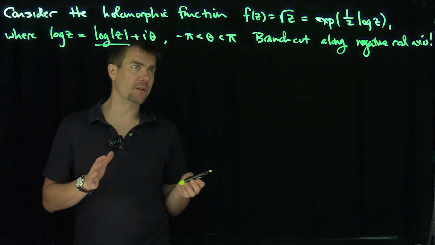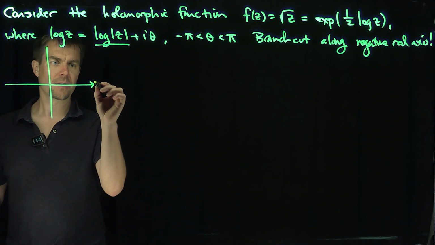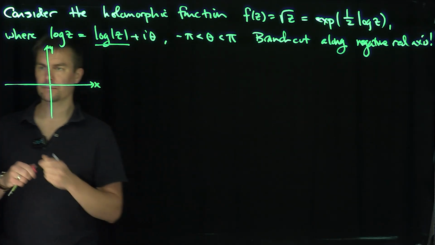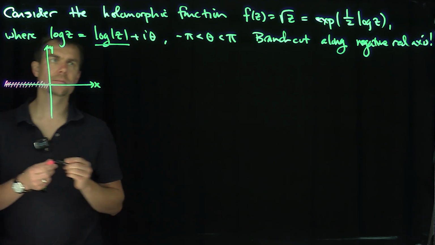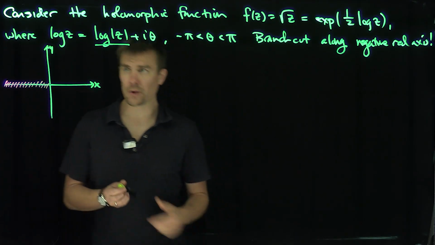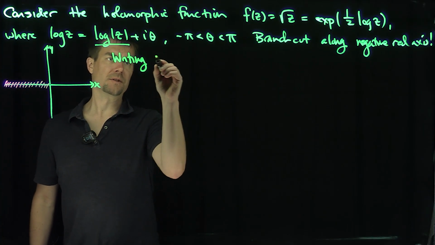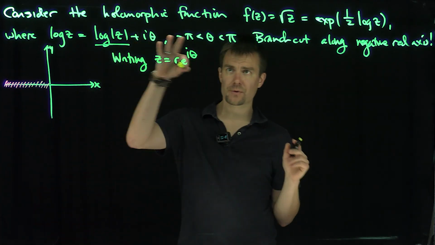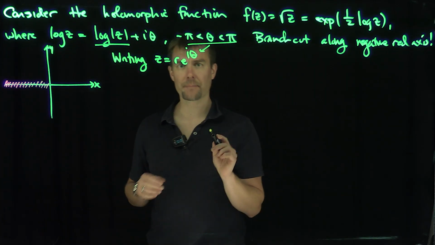Okay, excellent. So we can actually simplify this now. So now I know the domain of the square root. The domain of the square root is the complex plane. Here's the x-axis, here's the y-axis, and of course our branch cut is right over here. Now, writing z is equal to r e to the i theta, I'm going to assume that theta is in this range over here, so my theta has to be in this range to do it correctly.